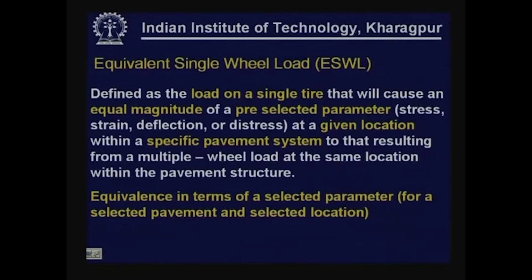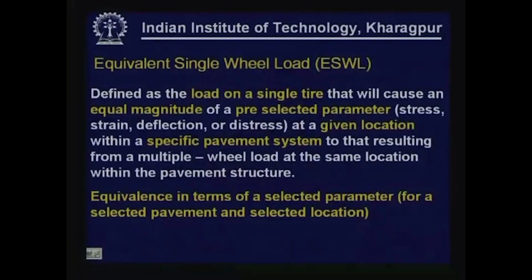We have the effect produced by a single wheel load, that is equivalent single wheel load in a given pavement system at a given location. The equivalent effect is in terms of the deflection that is produced, stress that is produced, or it can be strain. We will have to select one of these parameters. Different agencies select different parameters, and we are also talking about a particular pavement system and the parameter is calculated at a particular location in the pavement. So, these are all fixed.